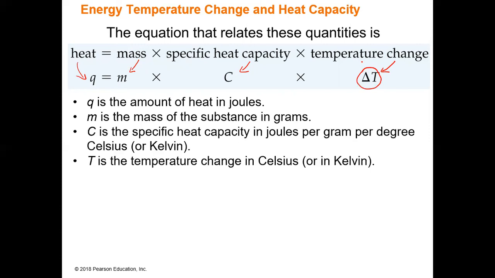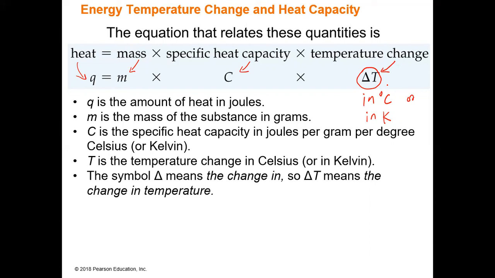The temperature change in Celsius and Kelvin will be the same. So you can either calculate the delta T in Celsius or the delta T in Kelvin. Either way, you will get the same number. The Greek symbol delta means the change in something. So delta T means the change in temperature.